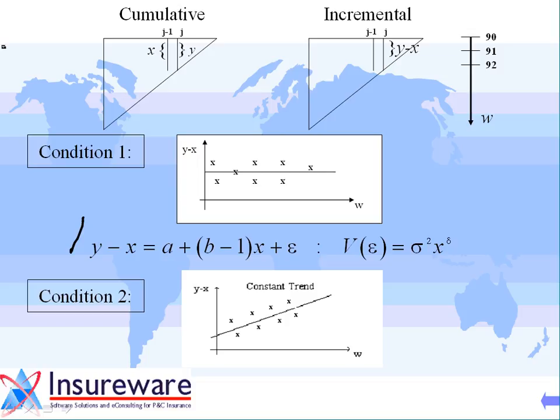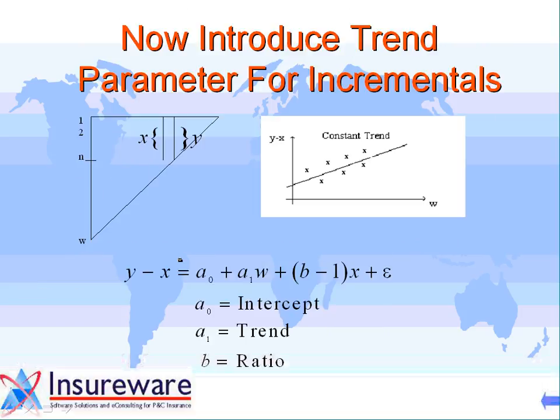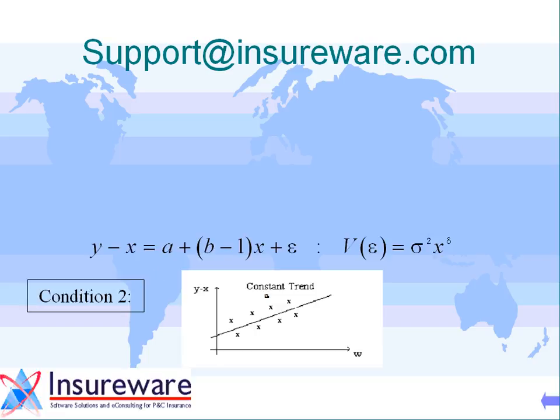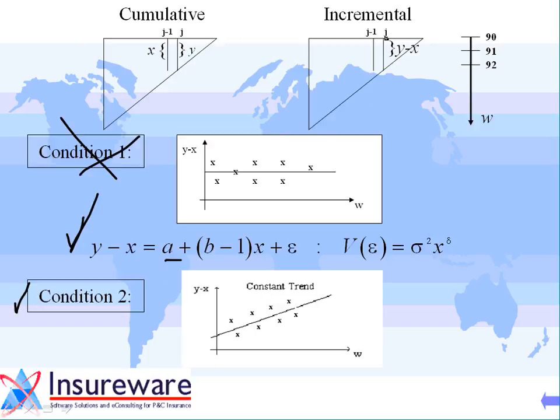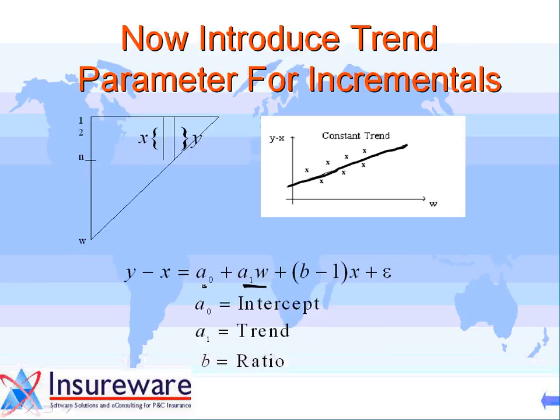So under condition 2, not condition 1, ratios will have some predictive power, especially if you include an intercept. But suppose now under condition 2, you're going to fit the constant trend. So you're going to add another parameter. W is the accident year argument. Let's review again. There's a constant trend in these incrementals. They go up, a constant positive trend, you're going to include it in your model, and an intercept, and a ratio minus 1. So you have all three terms now.